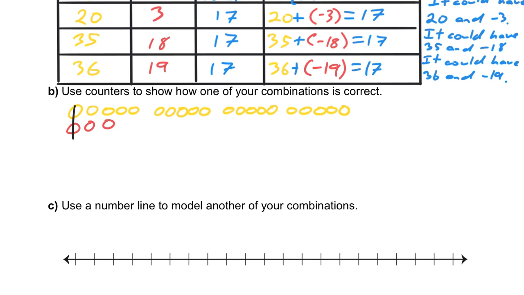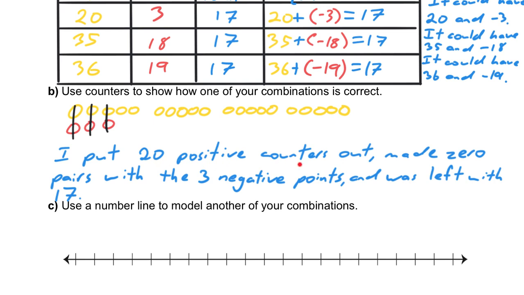That means these are 0 pairs. So what we're left with is, we've got 5, 10, 15, 16, 17. And I might write it in a sentence like this. I put 20 positive counters out, made 0 pairs with the 3 negative points, and was left with 17.